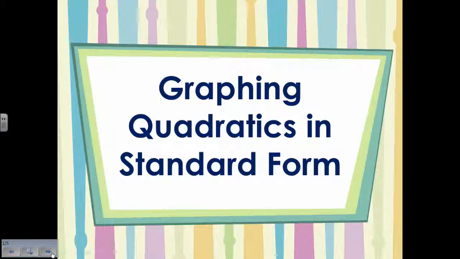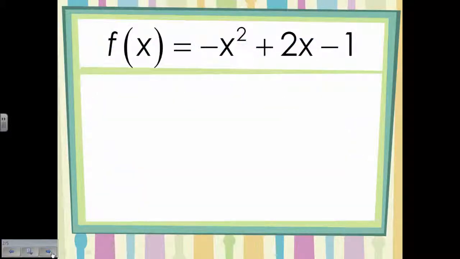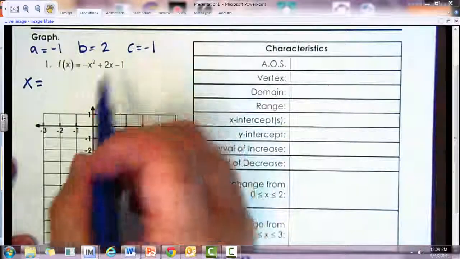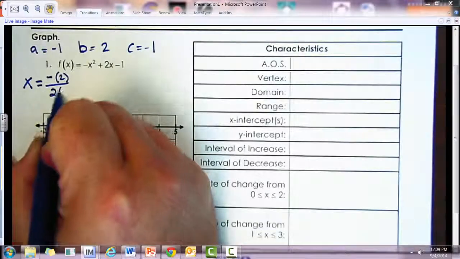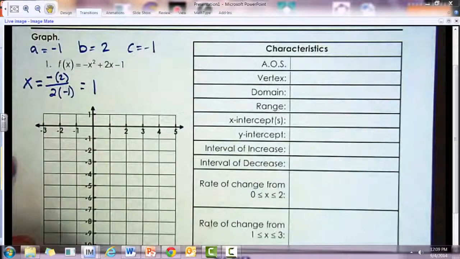In this lesson, we'll be graphing our quadratics when they are in standard form. Write this down. These are the steps that I want you to follow. Identify your A, B, and C. Now use your axis of symmetry. It's negative B over 2 times A. So we see that our axis of symmetry is x equals 1.